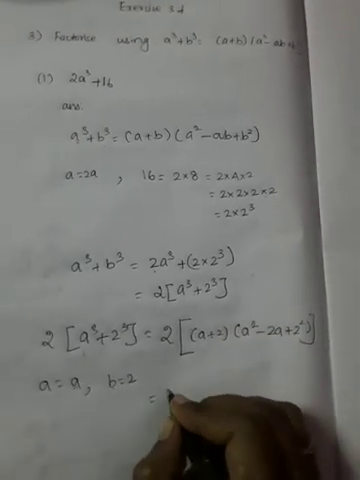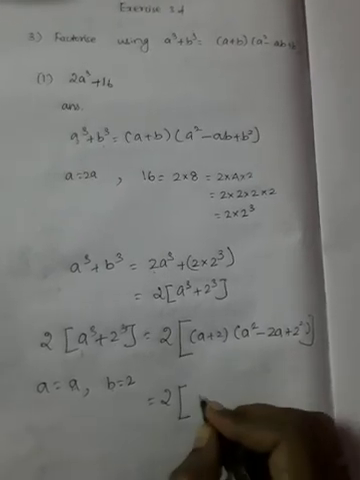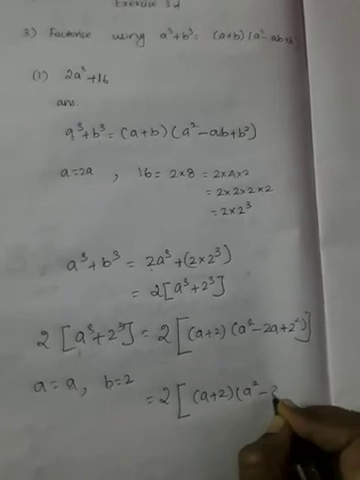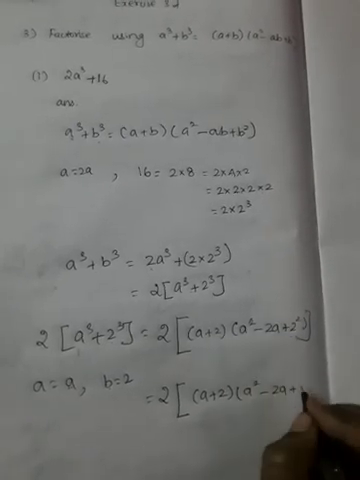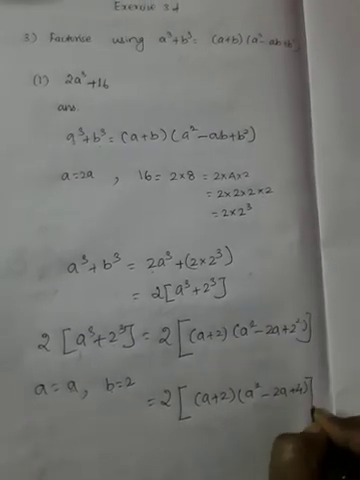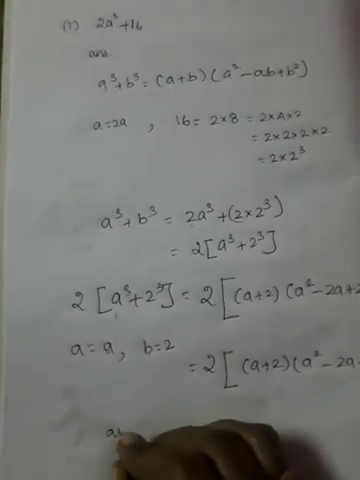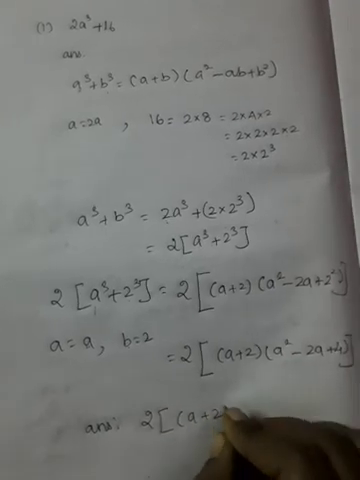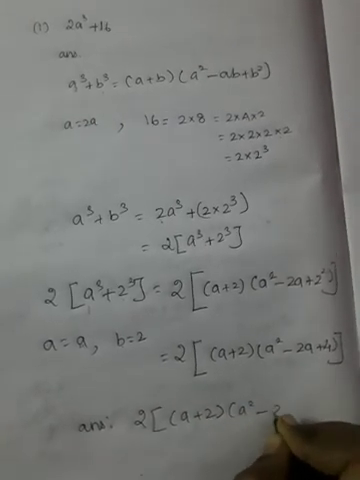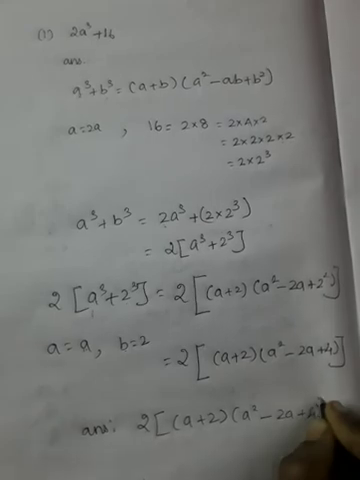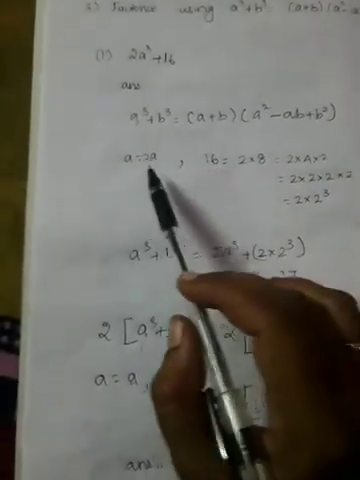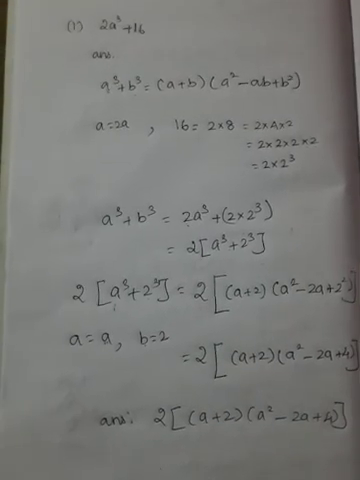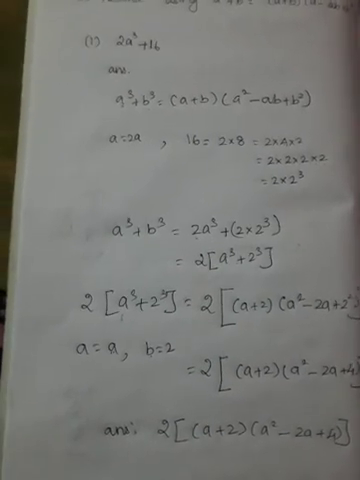That's all. Now we will get the answer as 2 into a plus 2 into a square minus 2a plus 2 square. 2 square can be written as 2 2s are 4. So we got the final answer as 2 into a plus 2 into a square minus 2a plus 4. That's all, very simple. Only this step, if you do it carefully, then the remaining will be very easy. Okay, I will give one homework sum, you just try it.